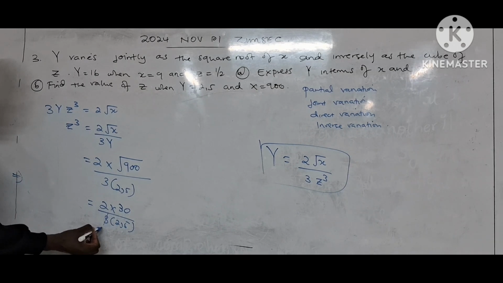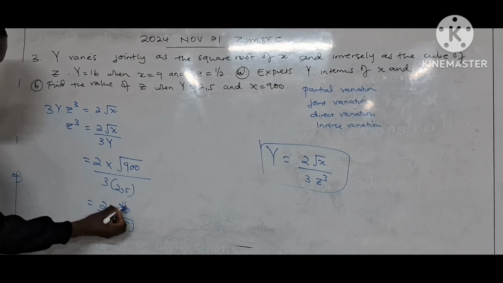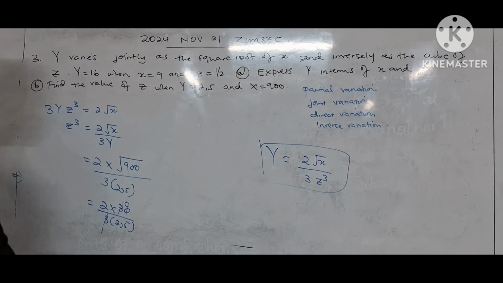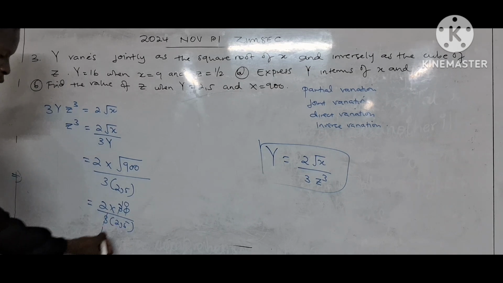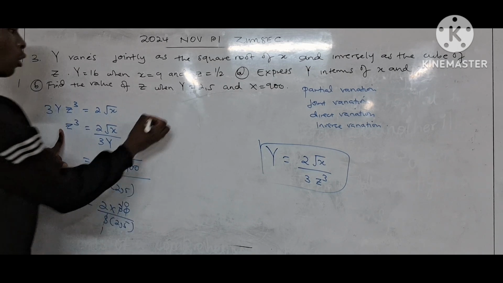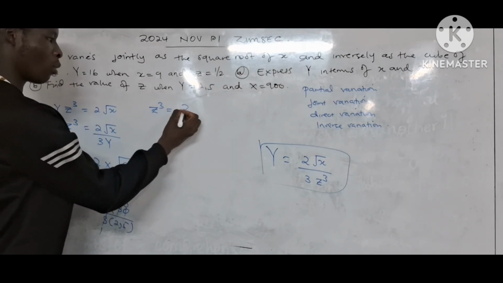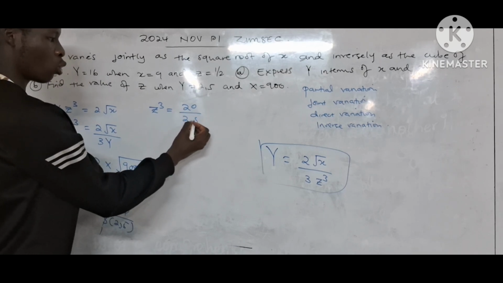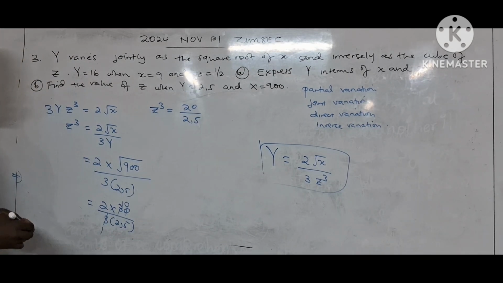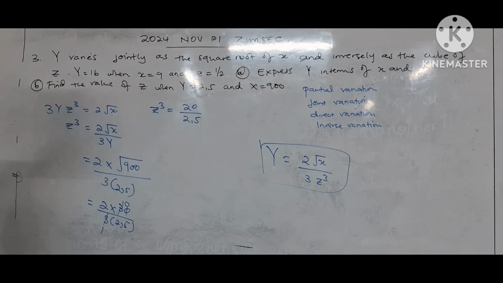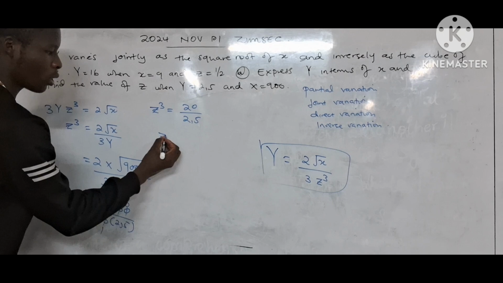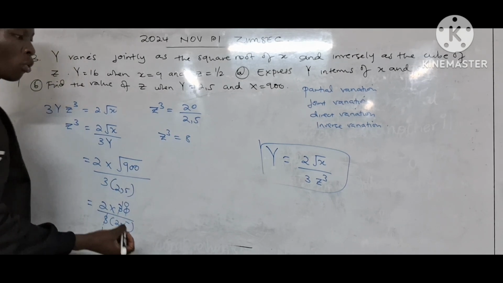Okay, now 3 here 1, 3 here 1, 3 here 0. So 2 times 10, this is 20. 20 divided by 2.5. So z cubed is equal to 20 divided by 2.5. So what is the answer? 20 divided by 2.5 is 8. So z to the power 3 is equal to 8.